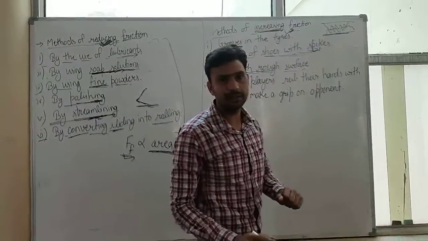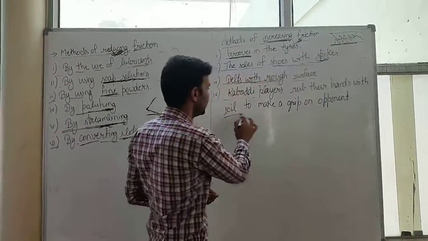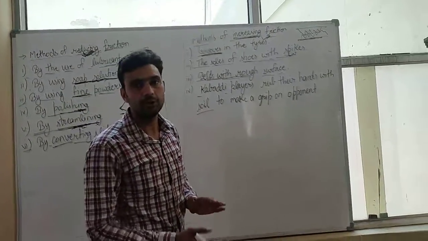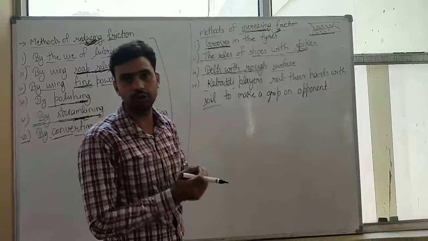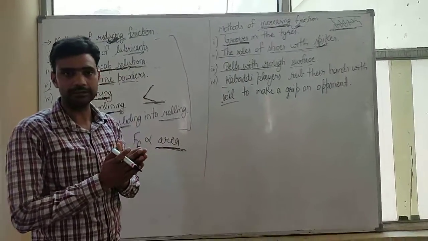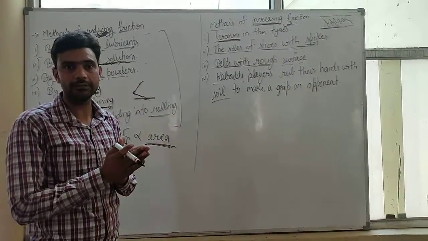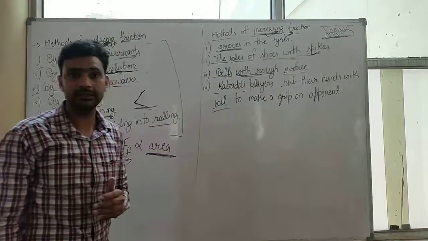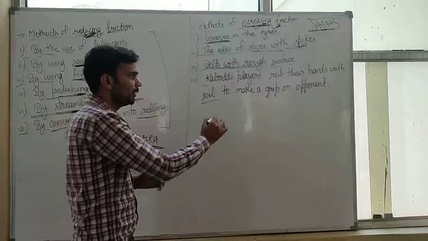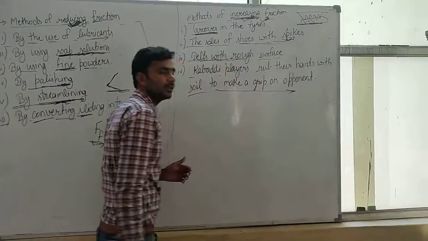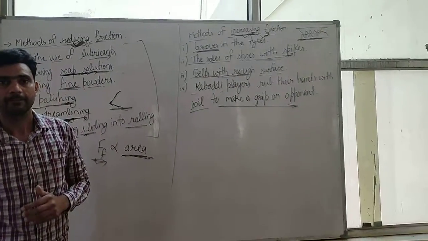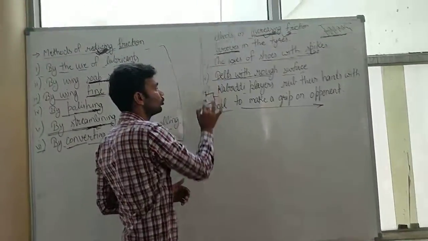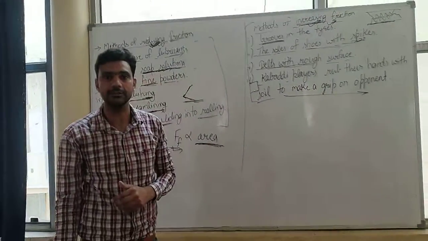Kabaddi players rub their hands with sand or soil. Why do they rub their hands with soil? Because when they rub their hands with soil, the irregularities increase, and irregularities increase the frictional force, so they can easily catch their opponents. To get a grip on the opponent, they rub their hands with soil. So these are the examples which show us how we can increase friction.